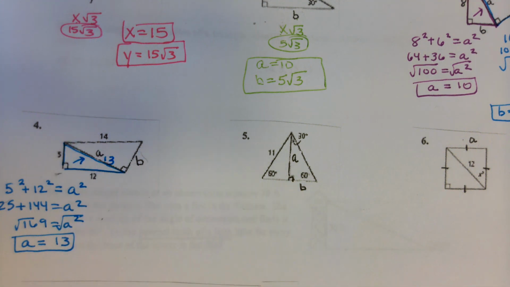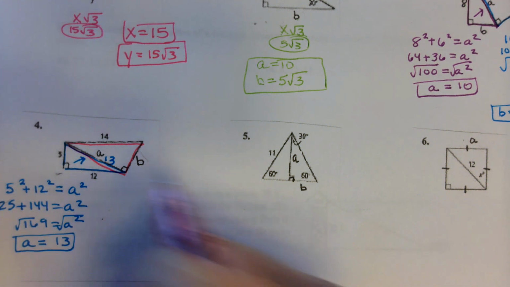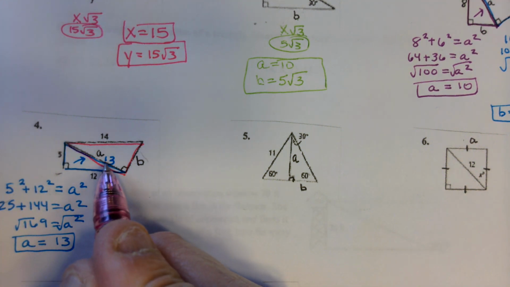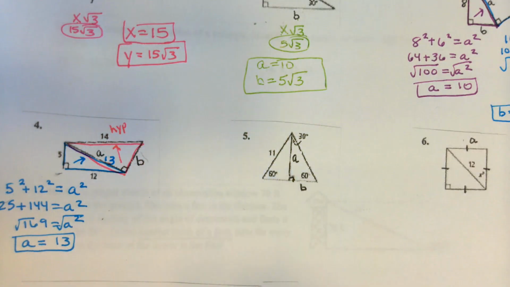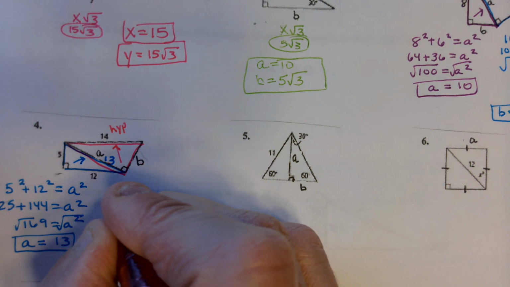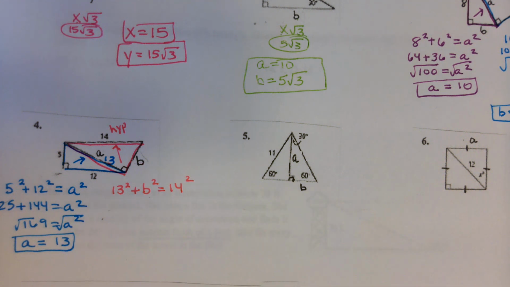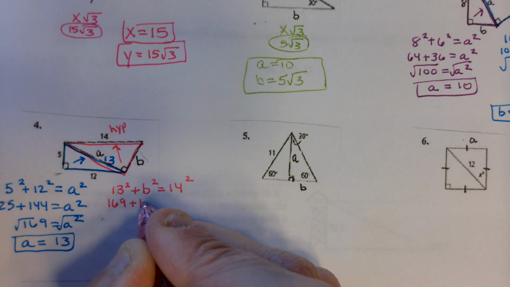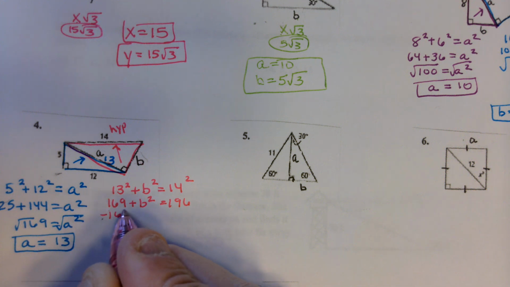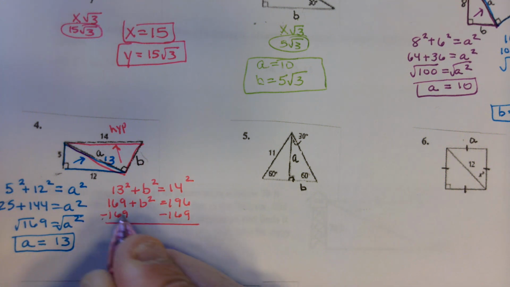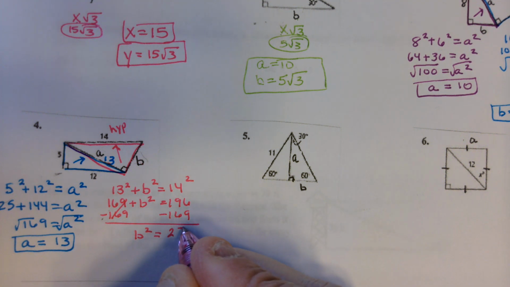Okay, so I got that side. And again, we can go over to this triangle now and do Pythagorean theorem. This is a leg, and this is a leg, and again, this is my hypotenuse. Don't get those mixed up. So I have 13 squared plus B squared equals the hypotenuse squared. So I have 169 plus B squared equals 196. I've got to get the B alone, so I'm going to subtract the 169 from both sides. And I get what? 27.